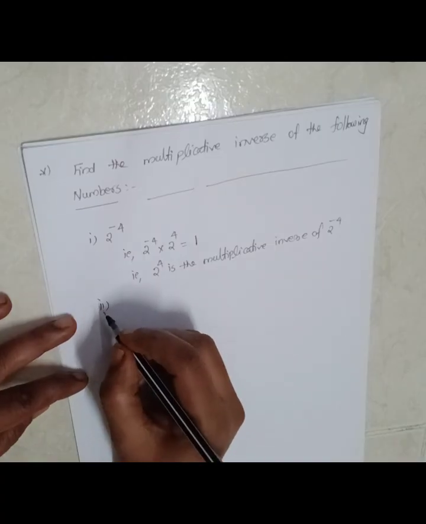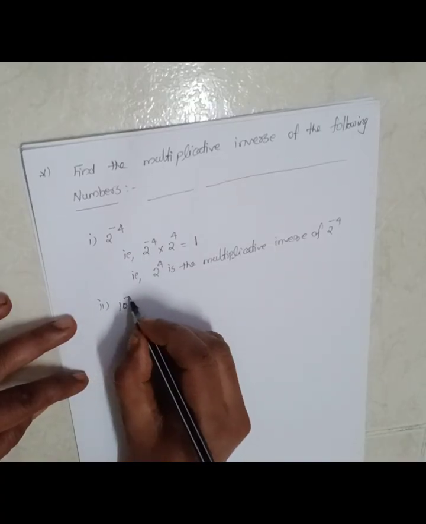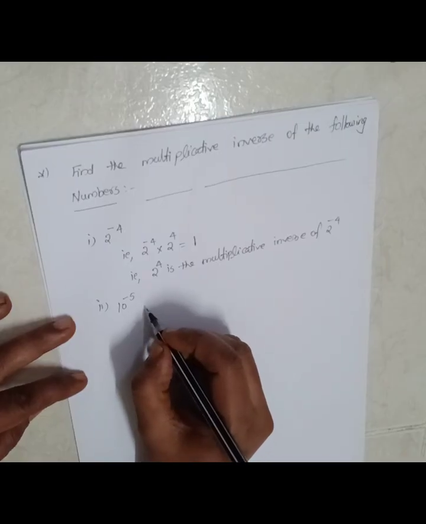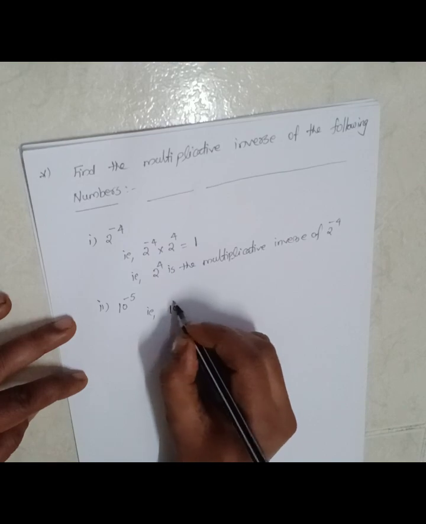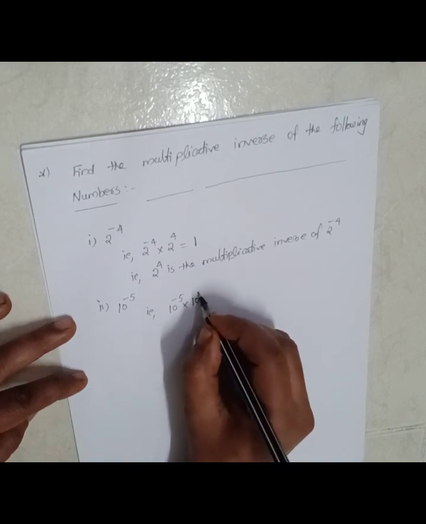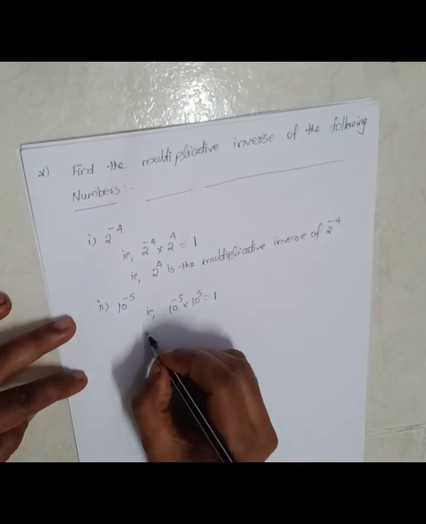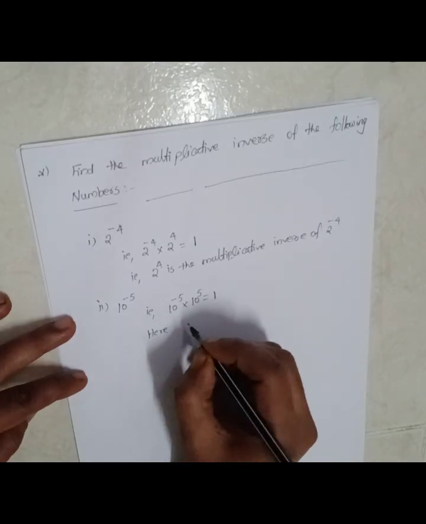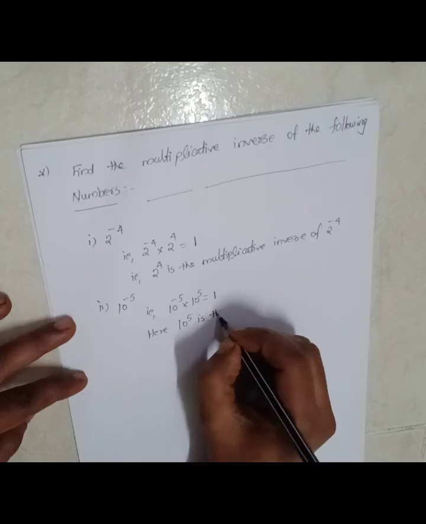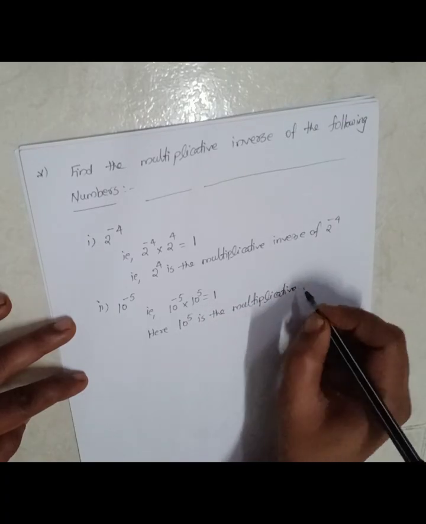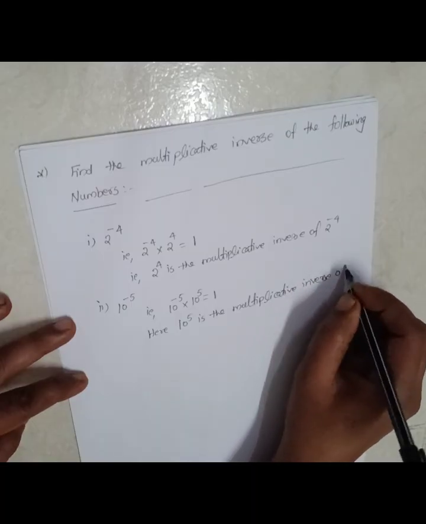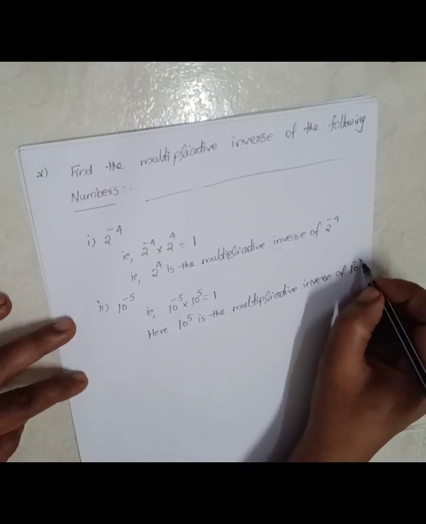Next, find the multiplicative inverse of 10 raised to minus 5. Here, by the previous theorem, a raised to minus m is equal to 1 by a raised to m. That is, 10 raised to minus 5 into 10 raised to 5 is equal to 1. Here 10 raised to 5 is the multiplicative inverse of 10 raised to minus 5.